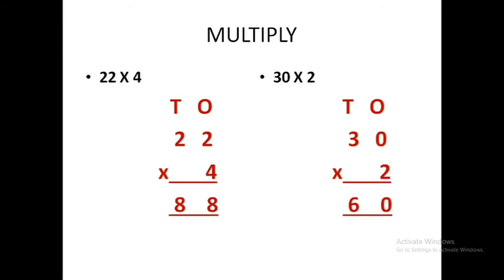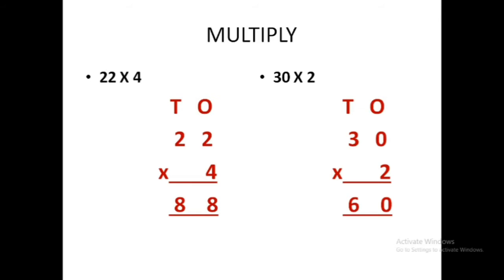Let us see how to multiply 22 by 4. First we have to write the numbers, 22 into 4. We have to multiply ones place numbers first. 2 ones into 4. 2 into 4 is equal to 8 ones. So we will write 8 in the ones place. Then 2 tens into 4 is equal to 8 tens. So again we have to write 8 in the tens place. 22 into 4 is equal to 88.